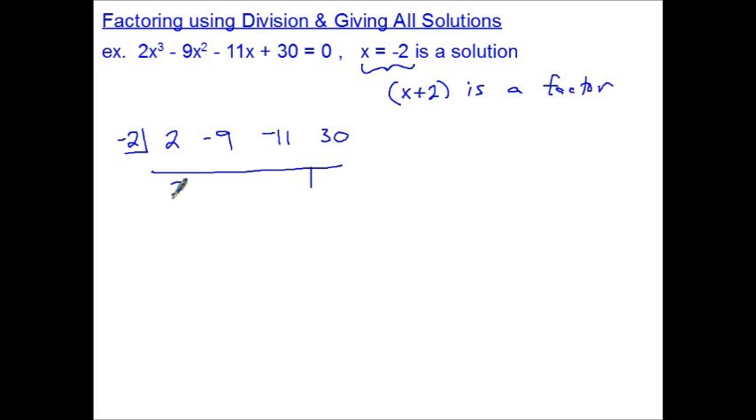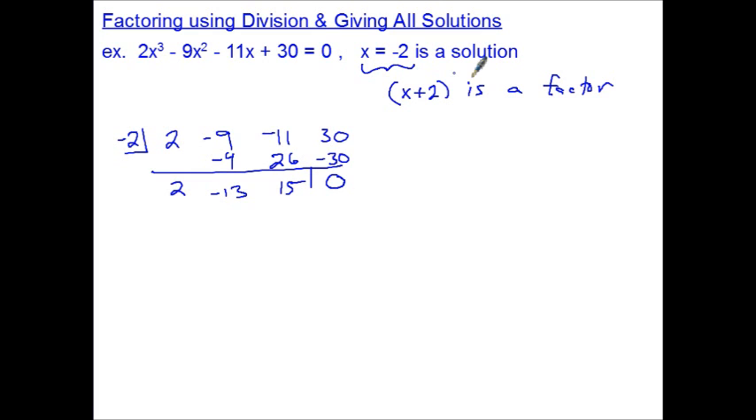Again, drop down the 2. Negative 2 times 2 is negative 4. Multiplying there gives me a negative 13. Multiplying there gives me a positive 26. Adding gives me a 15. And then by no coincidence whatsoever, we get a negative 30 and a 0. Again, basically that's what that theorem previously said.